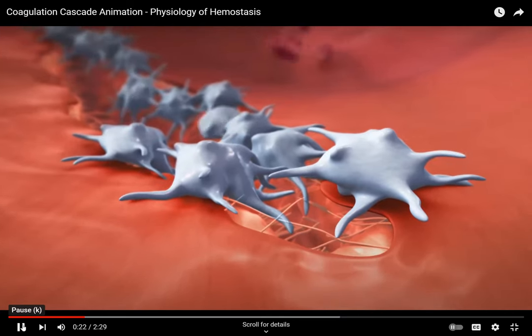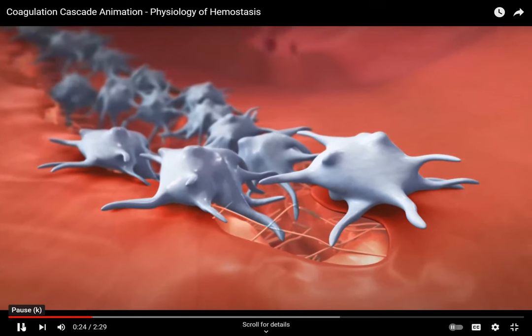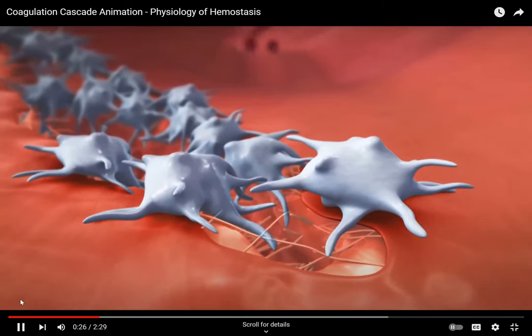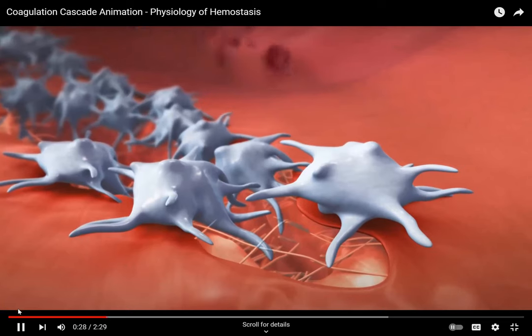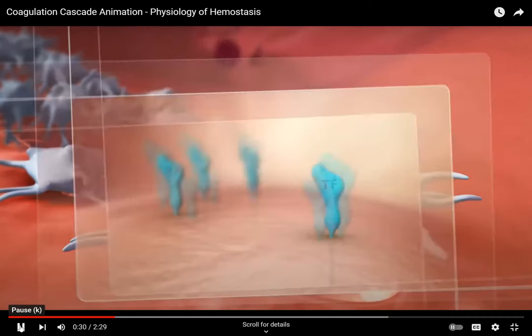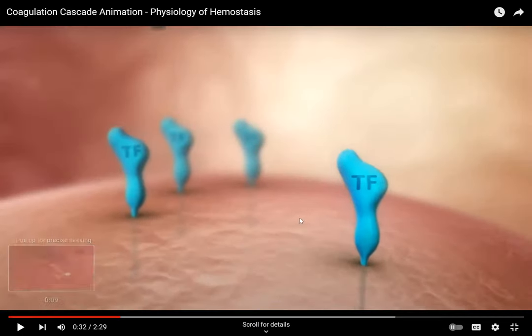The extrinsic and the intrinsic pathway. Extrinsic activation begins with now exposed molecules of the vessel wall, such as tissue factor. Tissue factor will help activate more platelets.